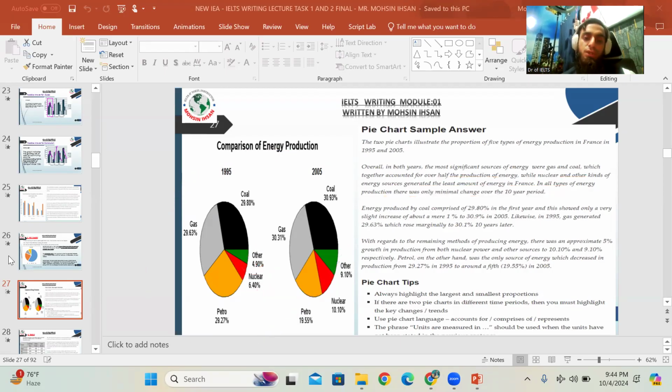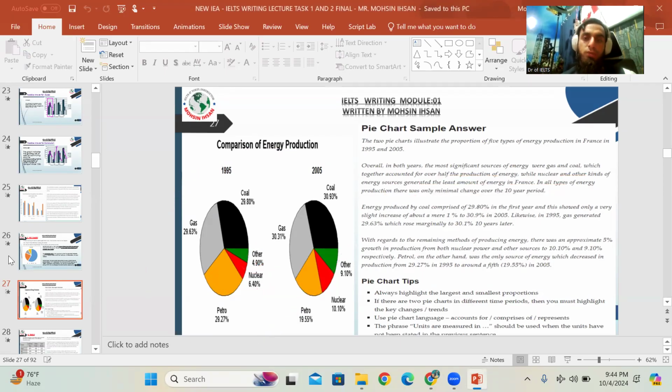Overall इसमें जो change है वो बहुत less है. अब कोल है तो 29 से 30, गैस है तो 29 से 30, अदर है तो 4 से 9, इसके अलावा न्यूक्लियर है तो 6 से 10, petroleum है 29 से 19. So the changes that occurred in the production of energy from 1995 to 2005 is a least change, or we can say a minimal change, or small change, or minor change, right? फिर comparison में how much आंसर करना होता है ना, how much कितना, within comparison.